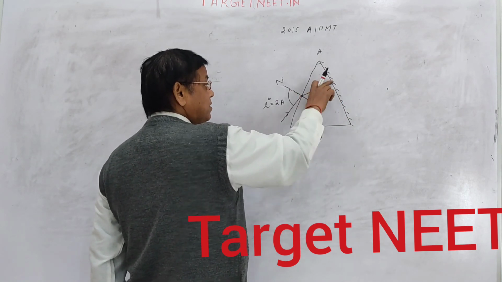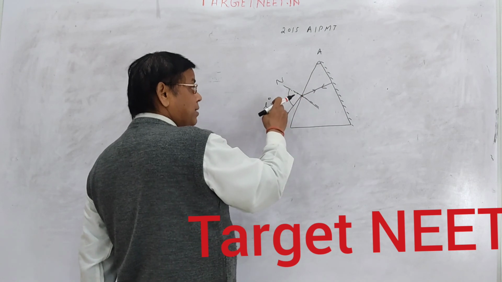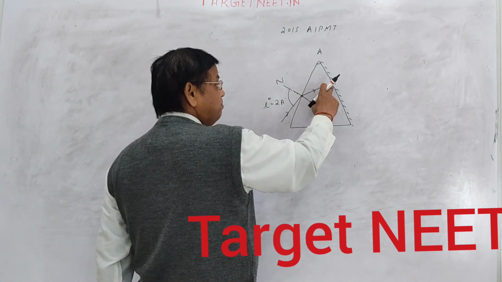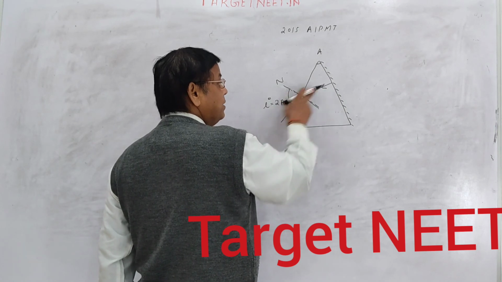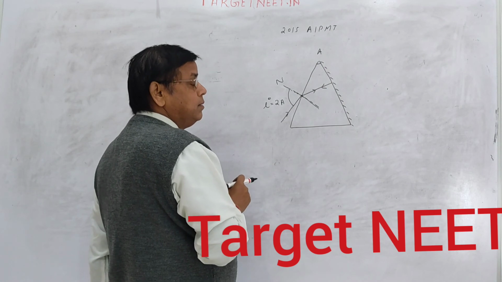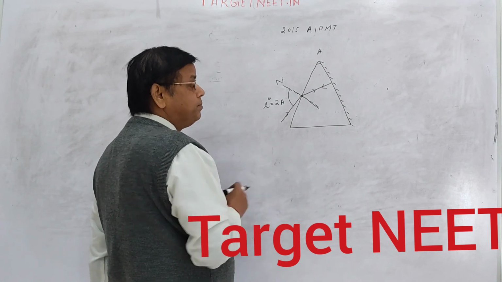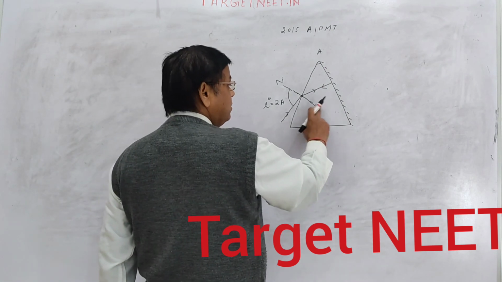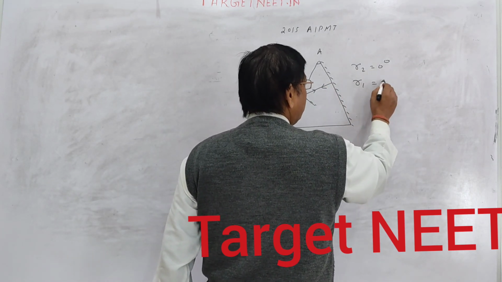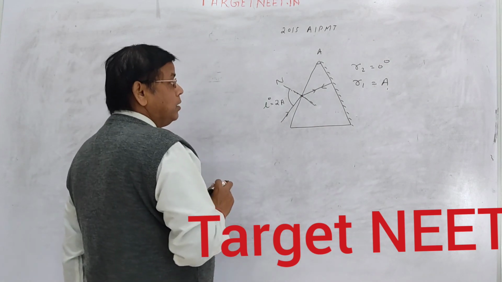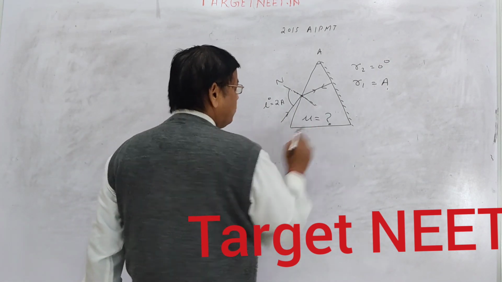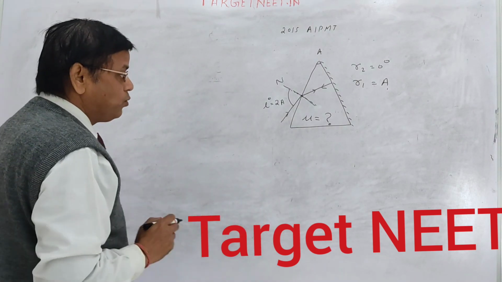So if it is said that incident ray is reflected back at angle of incidence 0 degree, then here R2 is 0 degree, because when ray is incident normally, then only it retraces its path on mirror. So here R2 is 0 degree. So R1 will be equal to A. And we have to find refractive index of prism material, that was the question.